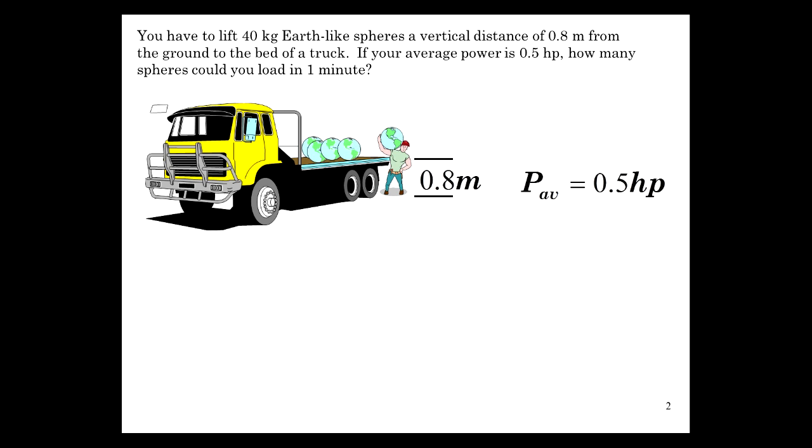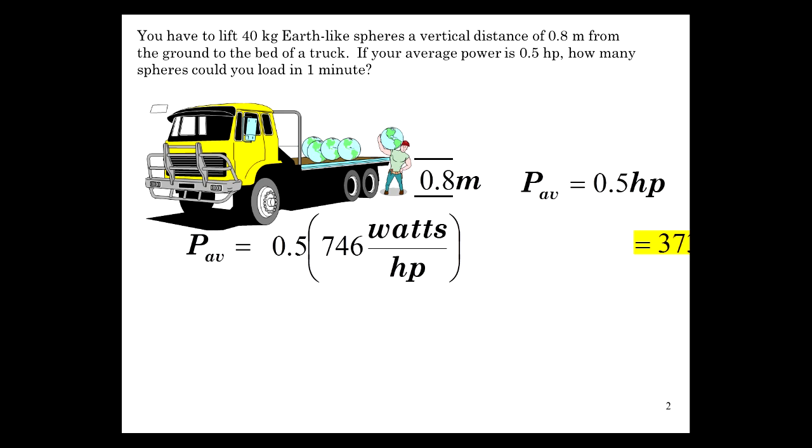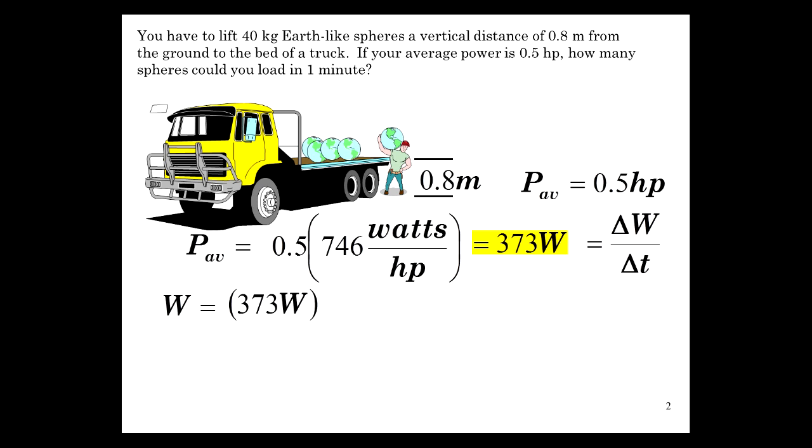So our average power is 1/2 horsepower. Now, average power can be converted from horsepower to watts: 746 watts per horsepower. So that gives us 373 watts. That's the rate at which work is done. So just looking at the dimensionality of this, the work then is power times time. That's how much work can be done in a given amount of time.